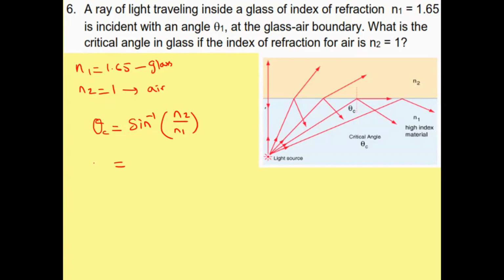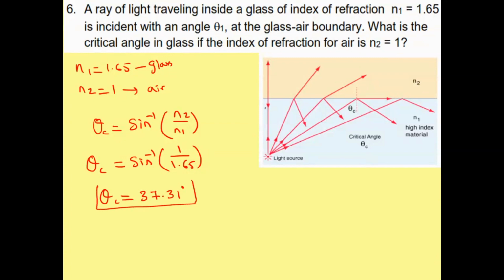Now I am going to substitute the values for finding the critical angle. Sine inverse of n2, which is 1, over n1, which takes the value of 1.65. Let's see what the answer is for this critical angle. Sine inverse of 1 over 1.65. So the answer here is 37.31 degrees. Clear? So this is the answer.